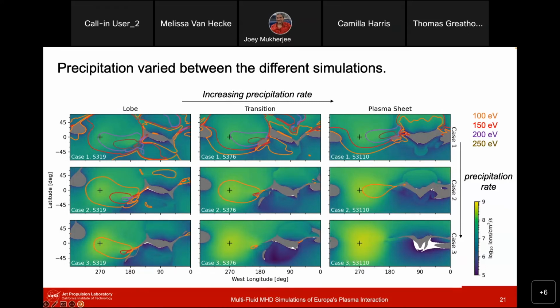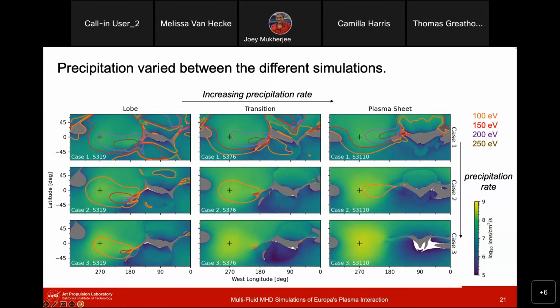The contours are showing temperature. For example, everything inside this orange contour is in excess of 100 electron volts. It's hotter than that. And I think it's important to think about temperature because this is the only indication of the energy associated with this plasma. That's important because if you're interested in sputtering, then this interaction and how many neutrals you get out of it is driven by the energy of the particle when it hits the surface.